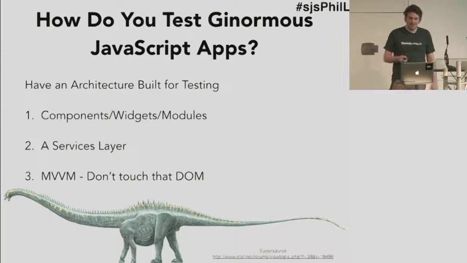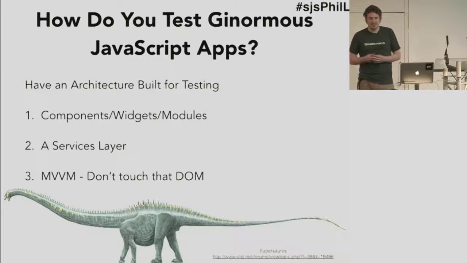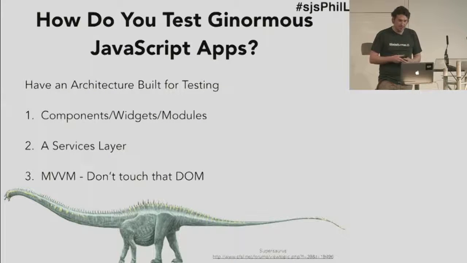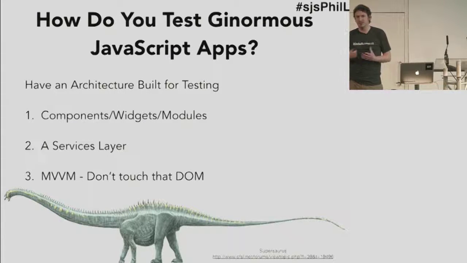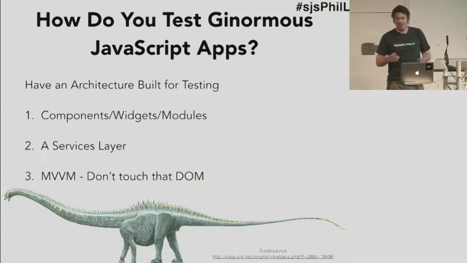So to answer that question, how do you test ginormous JavaScript applications? We've basically gone back to scratch, thought about how we can build an application with an architecture that is completely testable. So those are components, and the future may well be web components, where we have a services layer for avoiding I/O, and where we have MVVM, so we're avoiding that DOM. There's things like React, which have a virtual DOM to help with this sort of thing as well. So modular web applications of the future, I think.